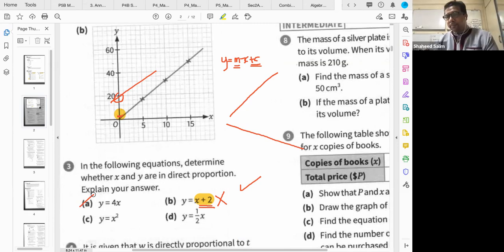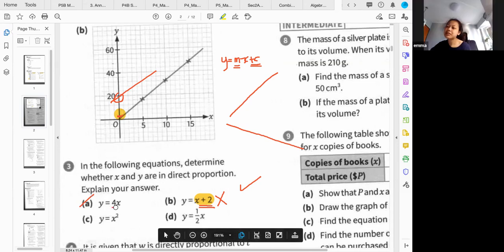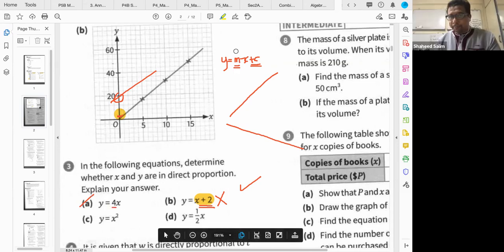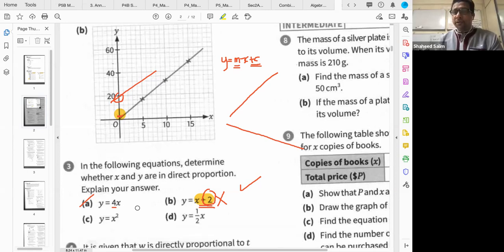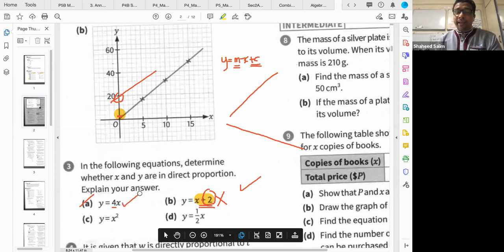What's the y-intercept? 4? No, this is the gradient. You see, this is M. The C is plus a number. You see, number only, some plus 2. This one, where's the number? Where's the number? 0. So do you think it's in direct proportion? Yes, it's a straight line. How do you know it's a gradient? So what does this mean?